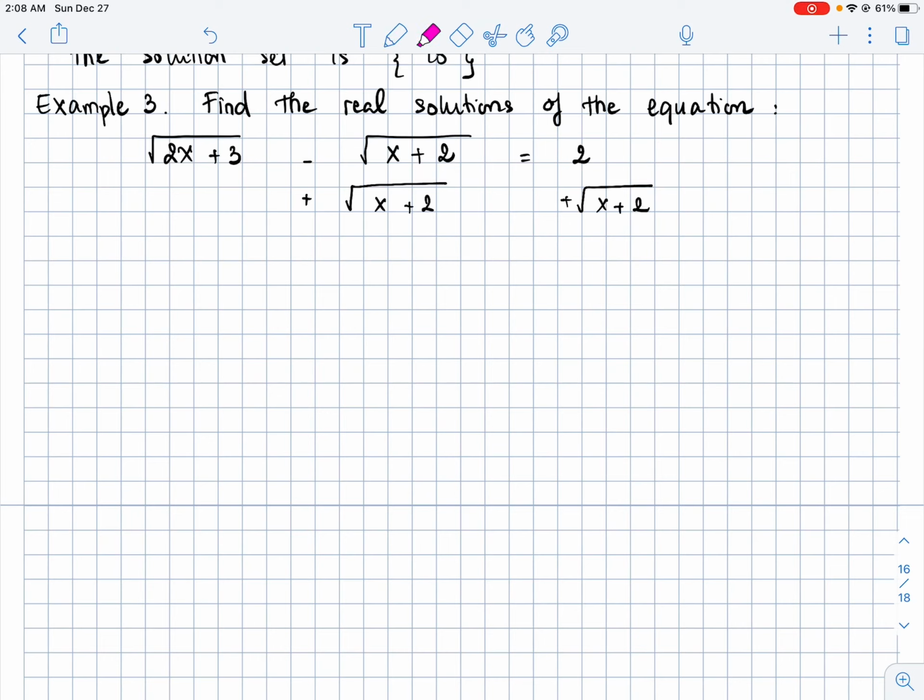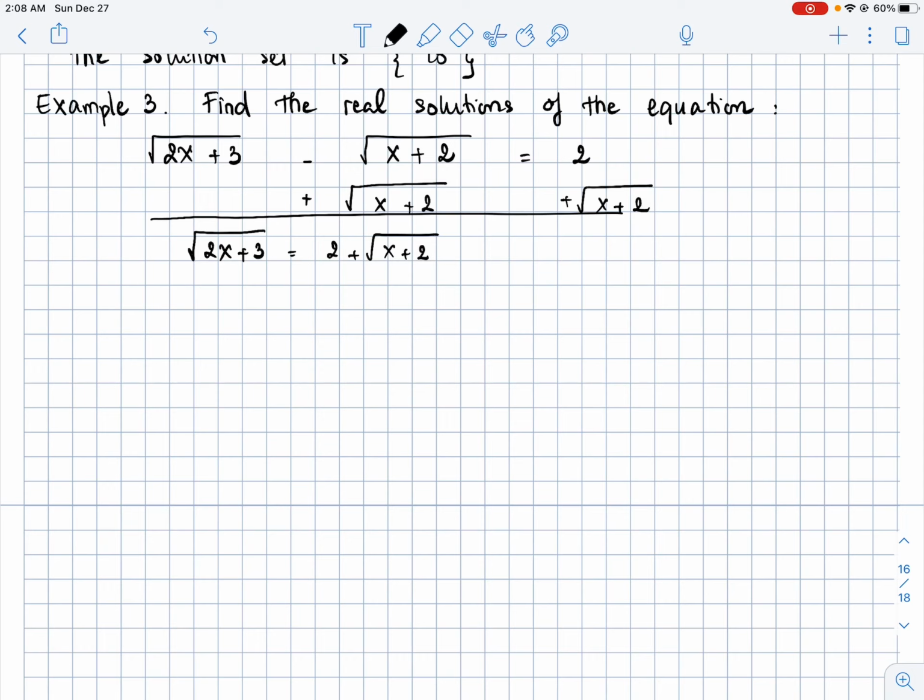The reason why we are doing that is because the square root of 2x plus 3 looks more complicated than the square root of x plus 2, so I decide to keep it alone on one side. So we will get square root of 2x plus 3 is equal, on the other side, to 2 plus square root of x plus 2.